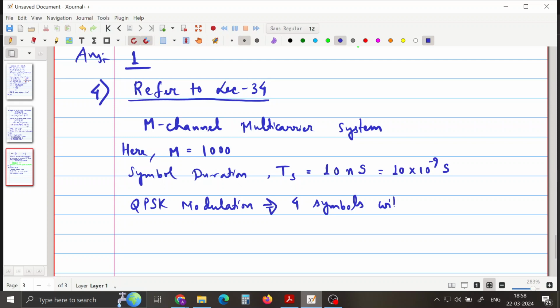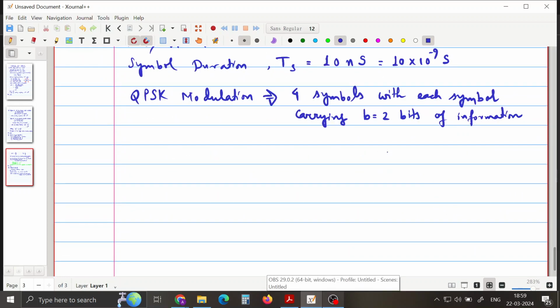So 4 symbols, with each symbol carrying, I'll use the notation B for the number of bits per symbol. So B is 2. 2 bits of information are carried by each symbol. And again, if you want to visualize the constellation, I've already drawn it before, but still, this is the in-phase and quadrature axes.